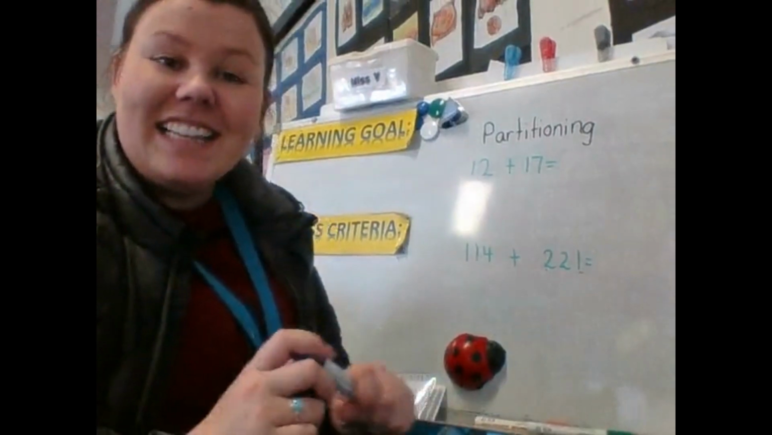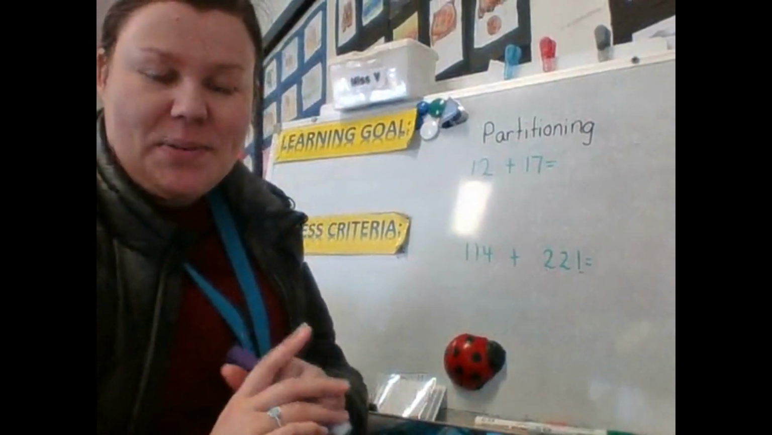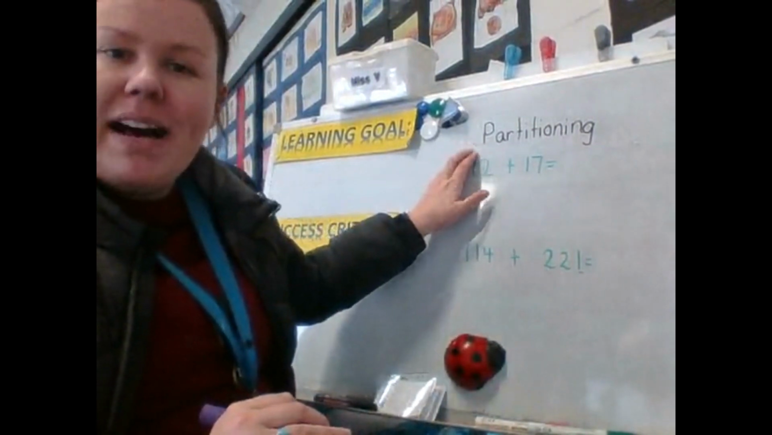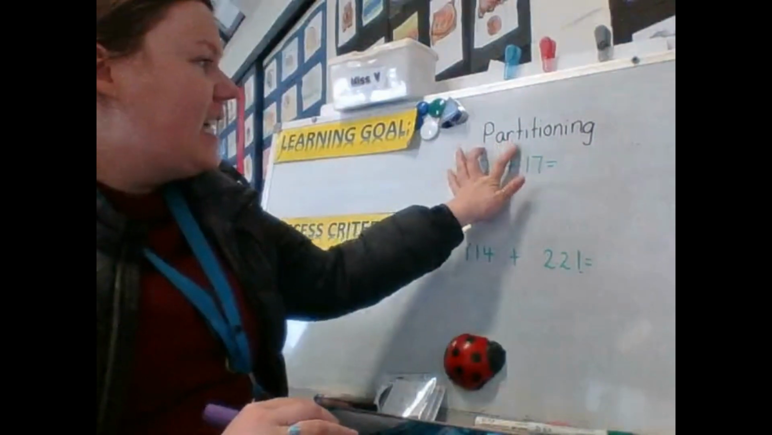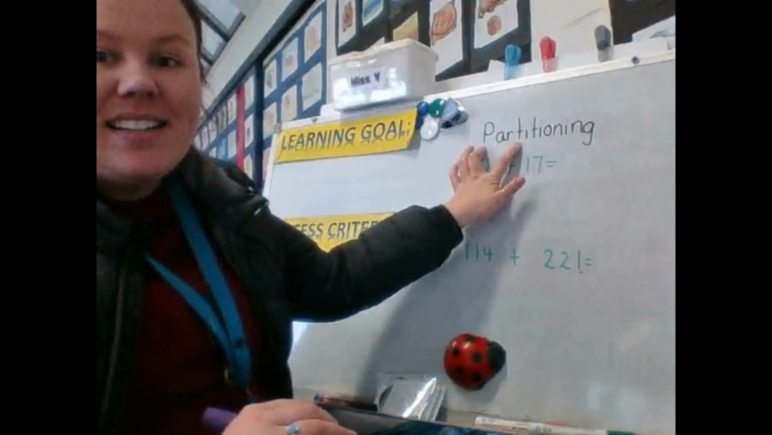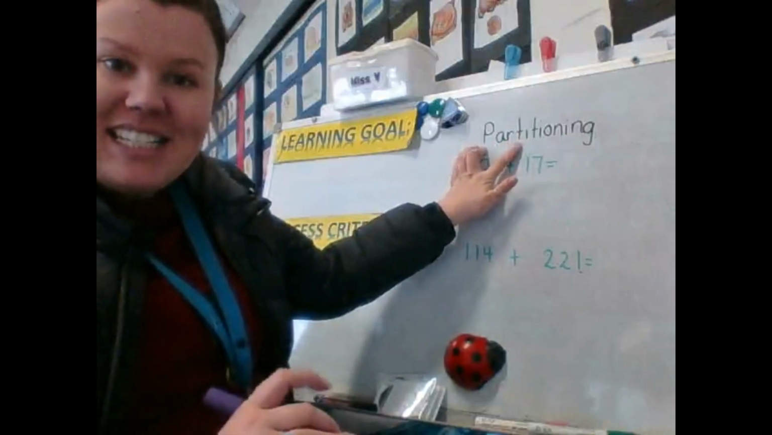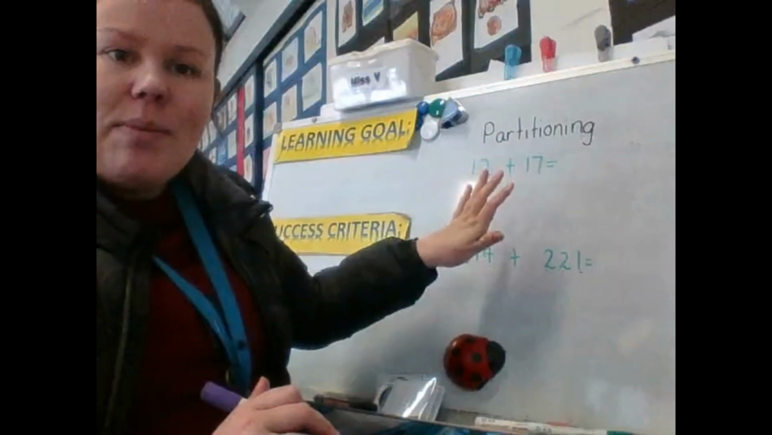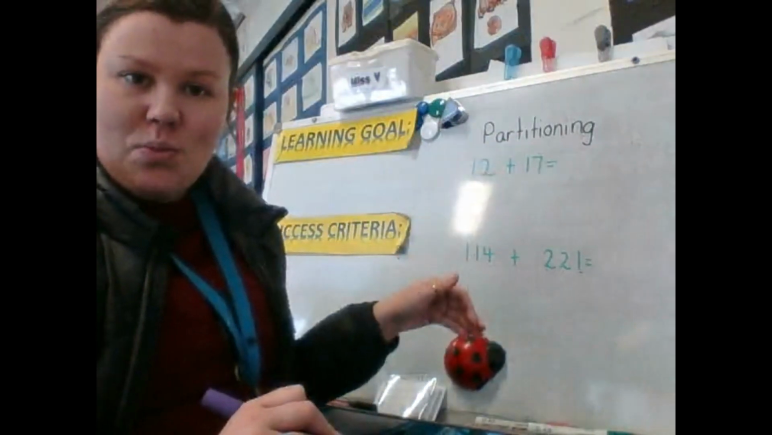Okay guys, our last mental strategy that we're going to have a practice of today is partitioning. And the way I like to remember what partitioning is, is looking at a section of the word that says part. So I know that when we're partitioning, we're breaking the numbers we're looking at into parts. And we break them into their hundreds, tens and ones.